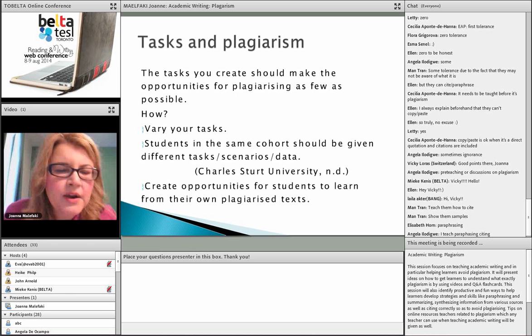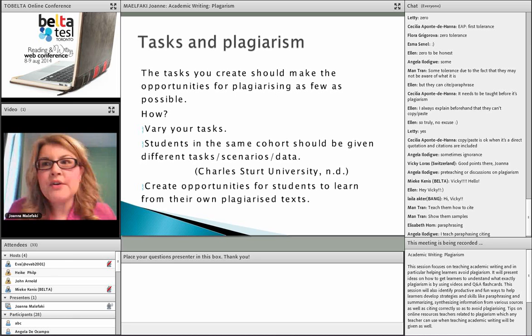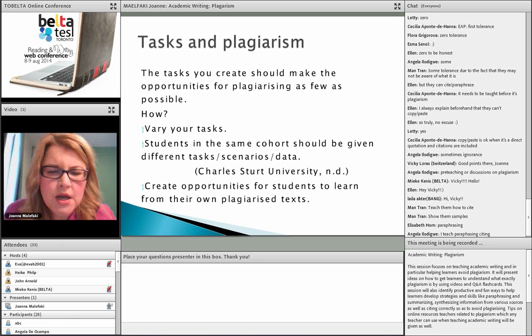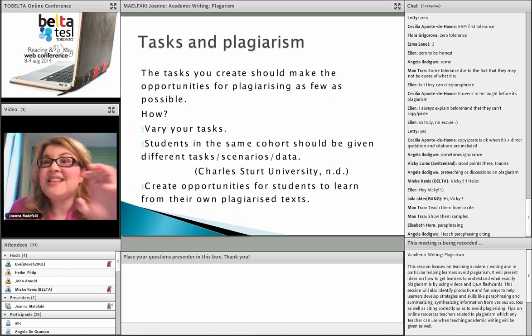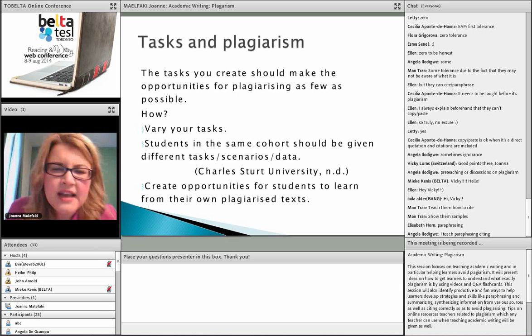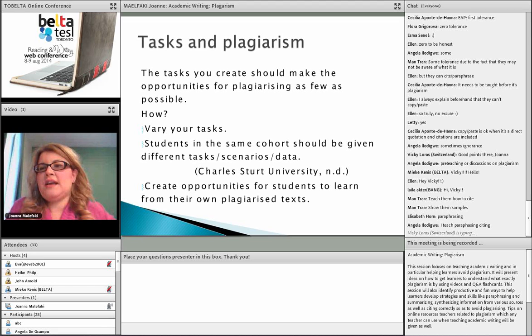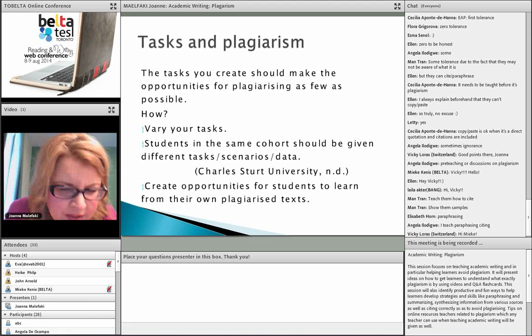So vary your tasks. Another idea is when you have students who are from the same cohort, it's better to give them different tasks or different types of data or different types of sources so they don't have exactly the same material. And this will minimize the opportunities to copy from each other.